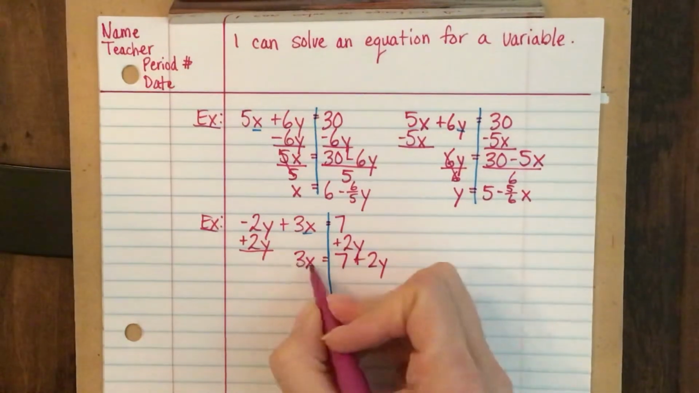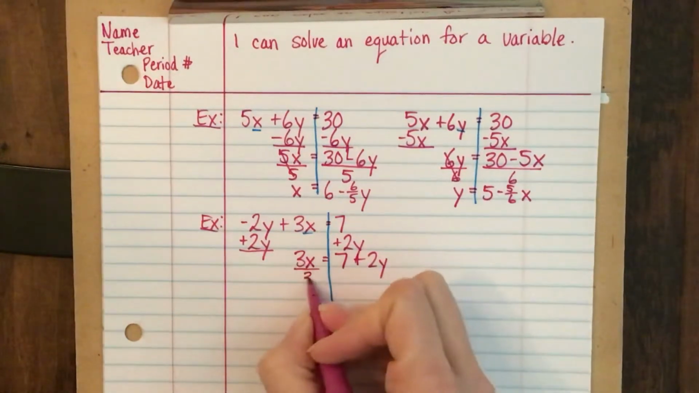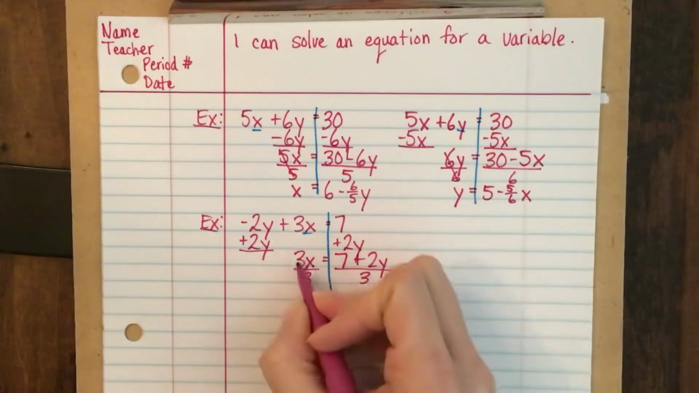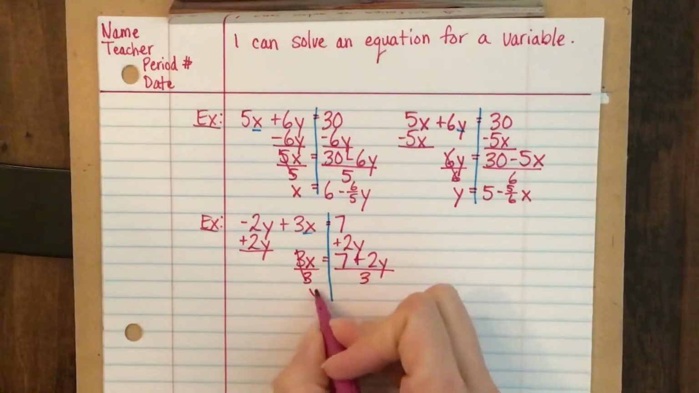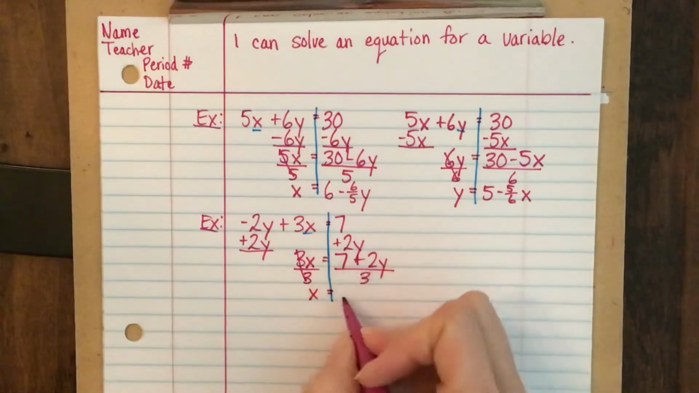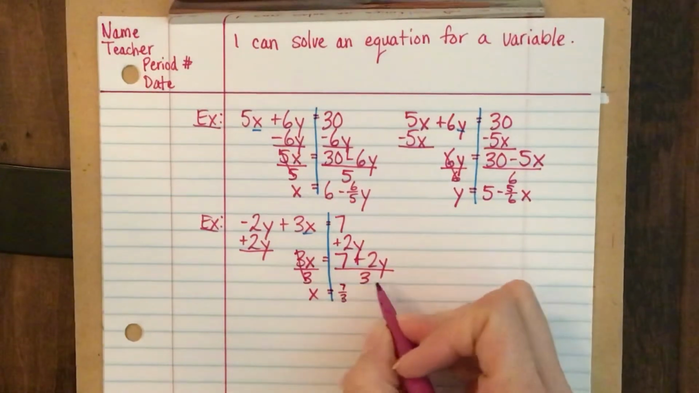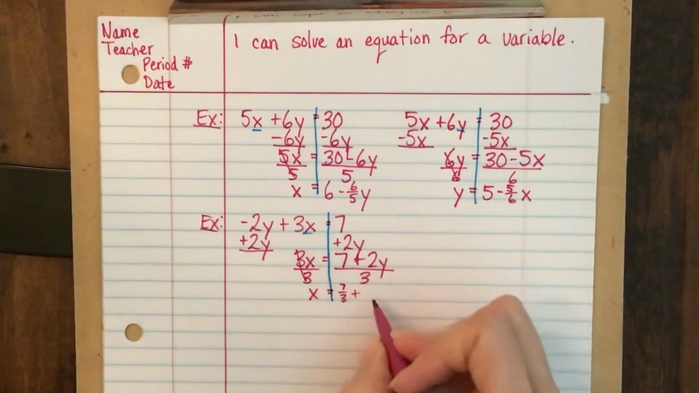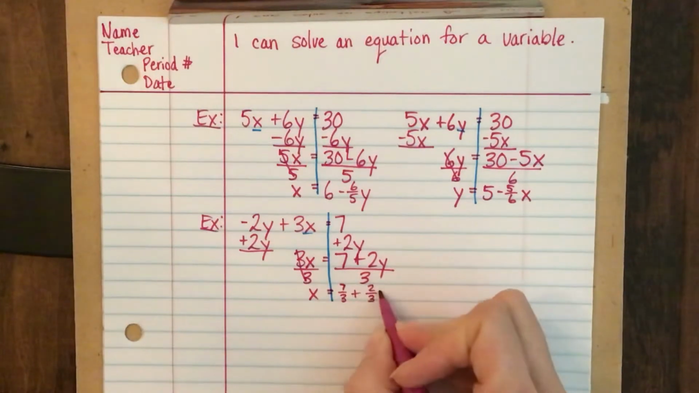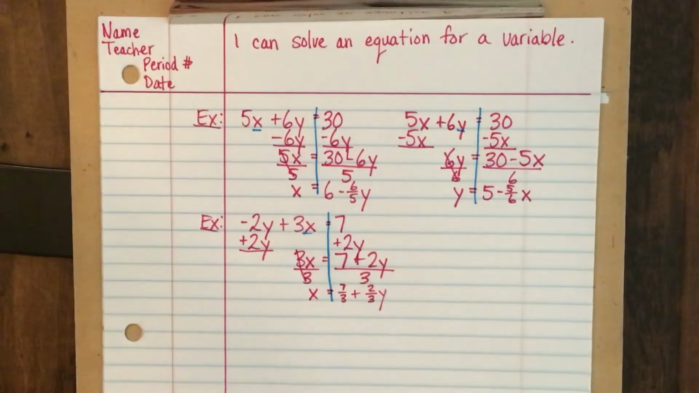Now I'm not done yet. I still have a 3 with my x, so I'm going to divide both sides by 3 to get rid of that. And now I just have x, and then this is going to be 7/3, and then 2 divided by 3 is 2/3 y. And there you have it. It's not pretty, but it is solved for x, and that's what is necessary sometimes.